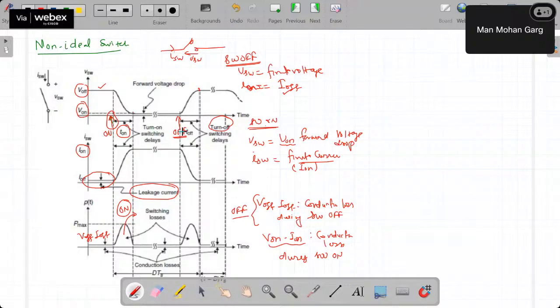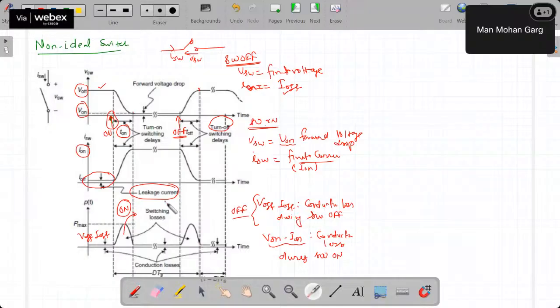Now when the time comes that we need to turn the switch off, what will happen? This current will reduce to zero, and this voltage will increase. During this period, both voltage and current are there, so again there will be a power loss. This is the power loss corresponding to the switching transients during turn off. After that, once it is settled down, this remains.